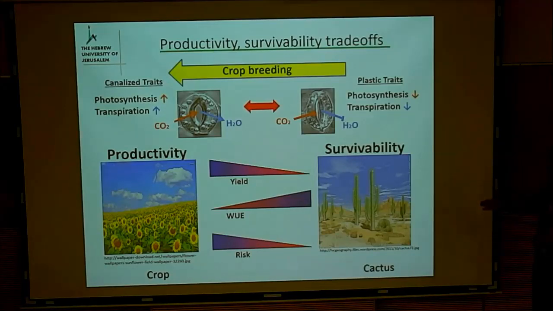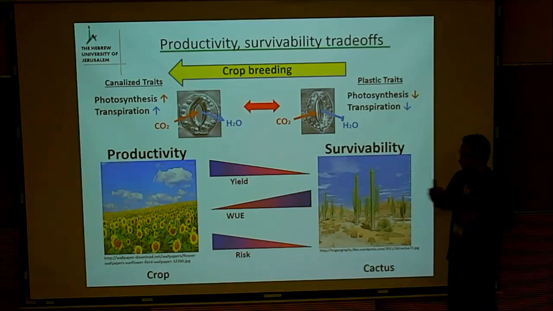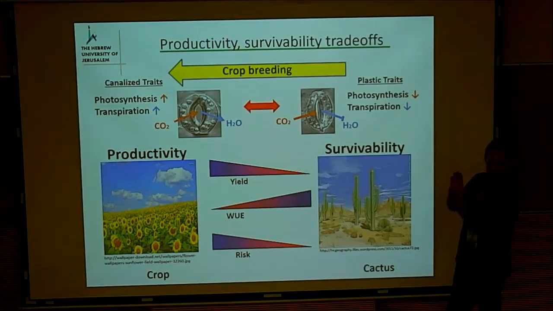That makes them much more sensitive, because when the real drought comes, they already lose a lot of water. Okay? So you can say that in our breeding strategy, you have only two ways to go, either productive or survivable, and you must find your way in the middle. I'm explaining this because our algorithm is built on that.